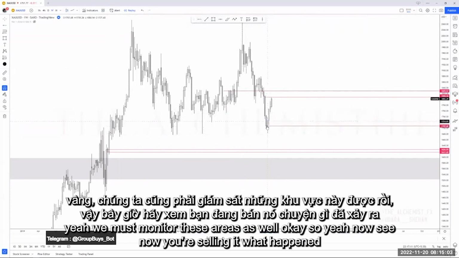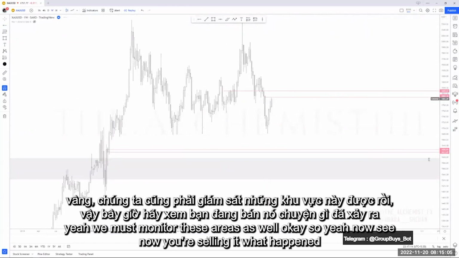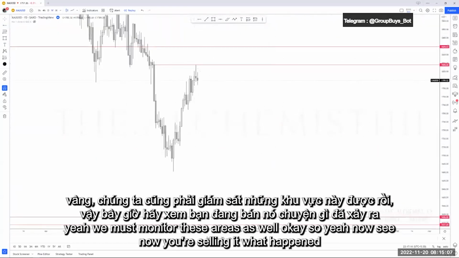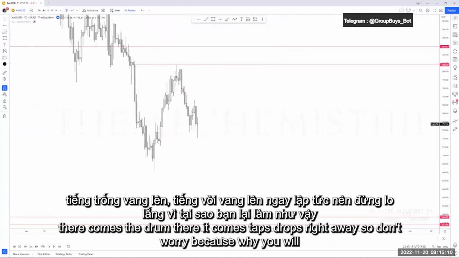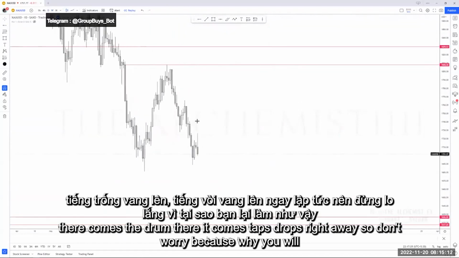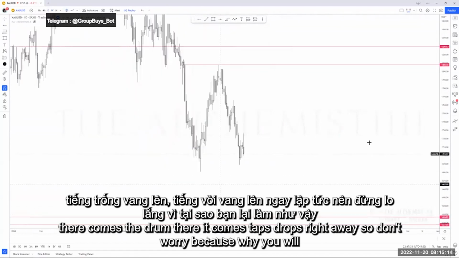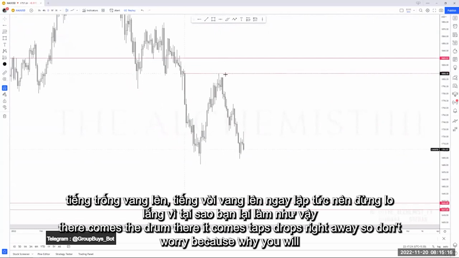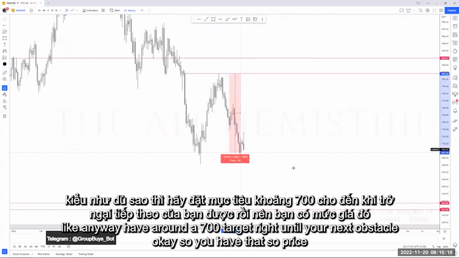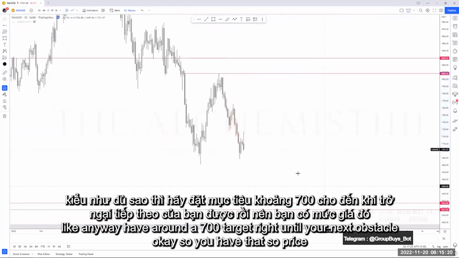See that? We must monitor these areas as well. Okay, so now you're selling it. What happened? There comes the drop. There it comes. Taps, drops right away. So don't worry, because why? You will have around a 700 pip target, right? Until your next obstacle. Okay, so you have that.